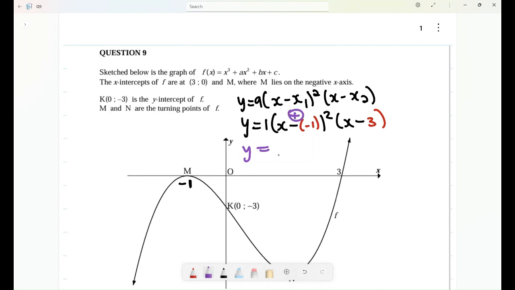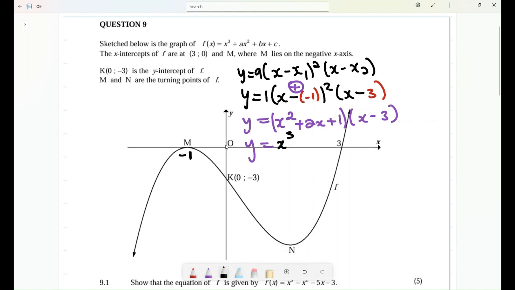X plus 1 squared is going to be x squared plus 2x plus 1, then multiply by x minus 3. Then I have y equal to, I distribute now. I distribute and do my algebra. So when you have reached this stage, your final answer will be the same as the one that you were asked to prove.